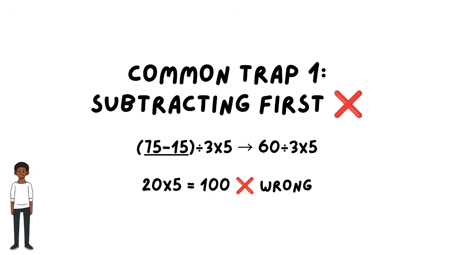The first common mistake happens when people calculate strictly from left to right, subtracting 75 minus 15 first to get 60. Then they divide 60 by 3 to get 20, and multiply by 5 to get 100. But subtracting before dividing and multiplying breaks the order of operations.